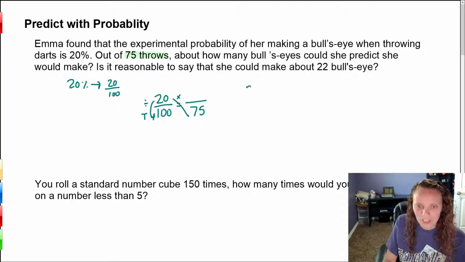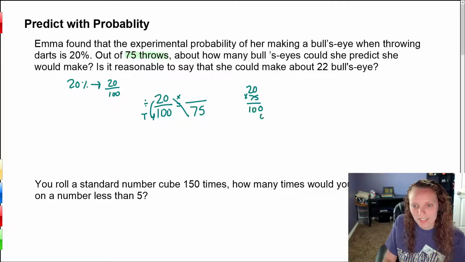Okay, so let's try it. 20 times 75. 5 times 2 is 10, add a 0 because now we're on the next number. 7 times 0 and 7 times 2 is 14. And then we're going to take that answer and divide it by 100.